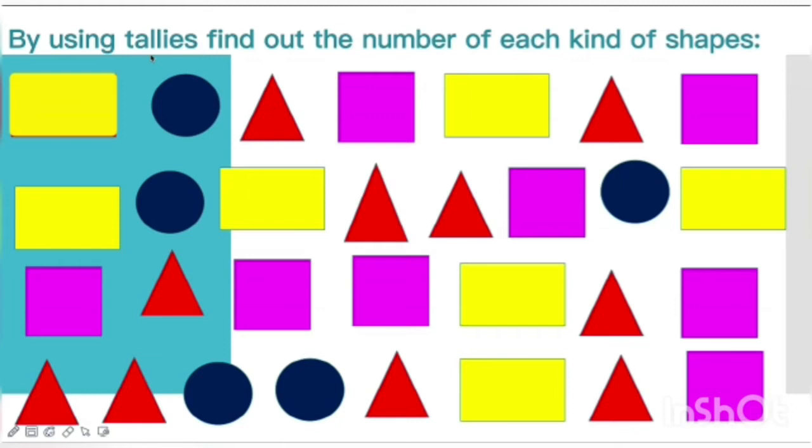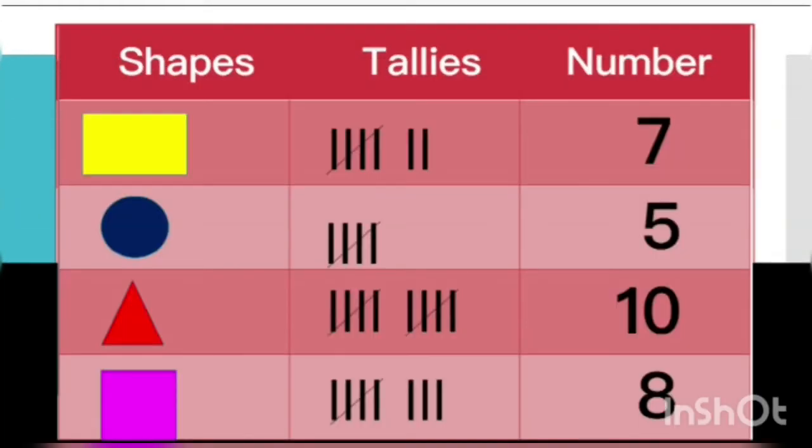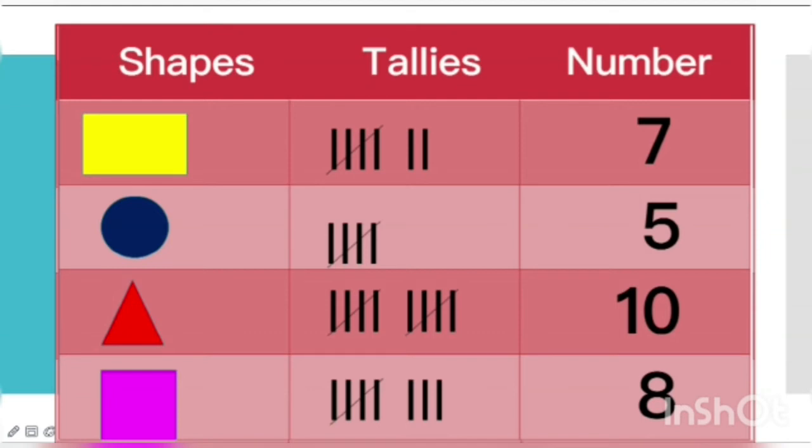Okay. First let us take the shape rectangle. We need to count how many rectangles are there. There are 1, 2, 3, 4, 5, 6 and 7 rectangles. So children, when we write it in table like this, we will make the shape, write tallies for the shape. Like we have counted, there are 7 rectangles. We have made 5 and 2 tallies and number is 7.